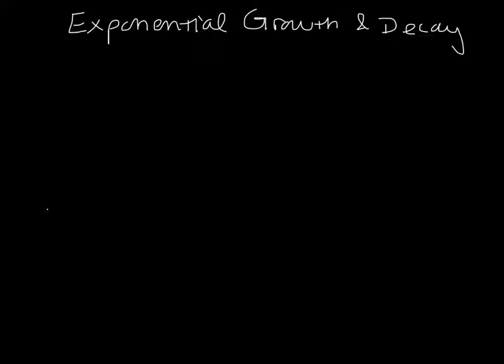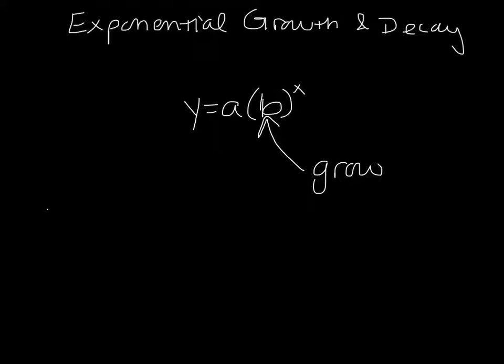So we have two types of exponential functions. We have a growth function and a decay function. And to tell that, we look at the equation of an exponential function, and we're going to look at the b value. That is called a growth factor.